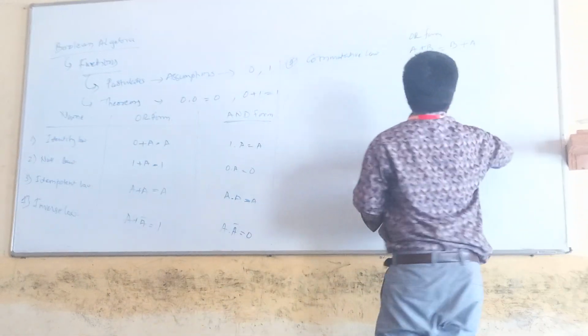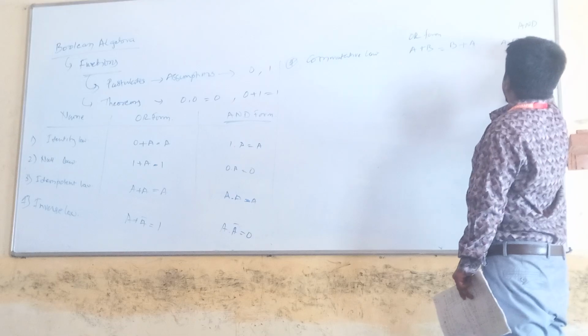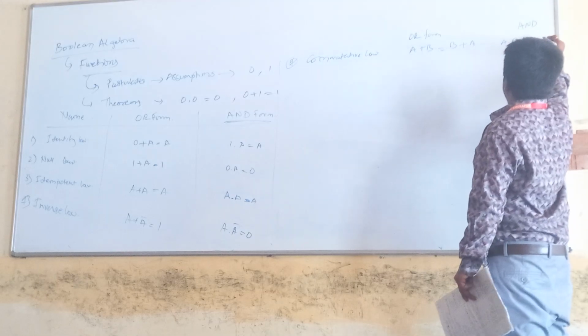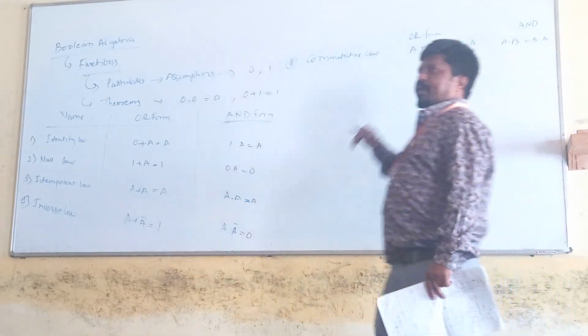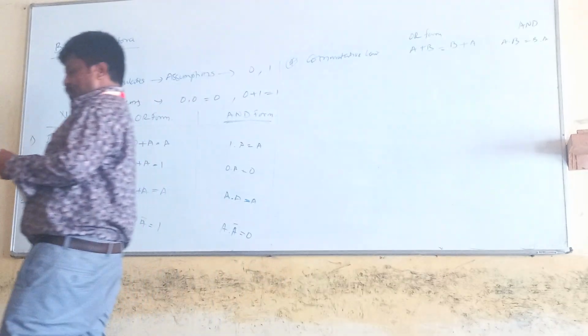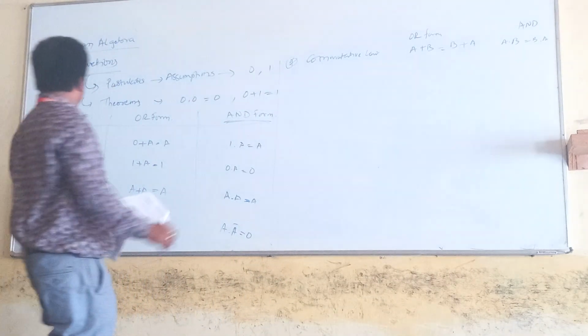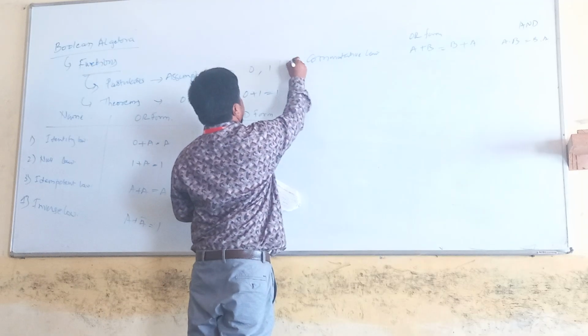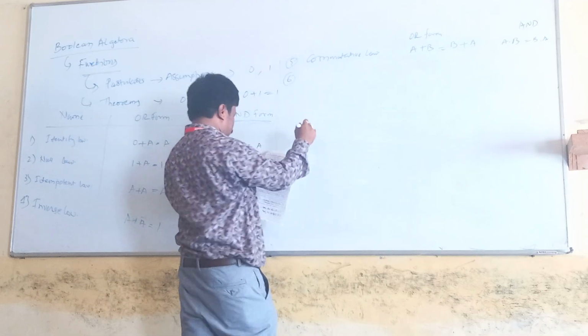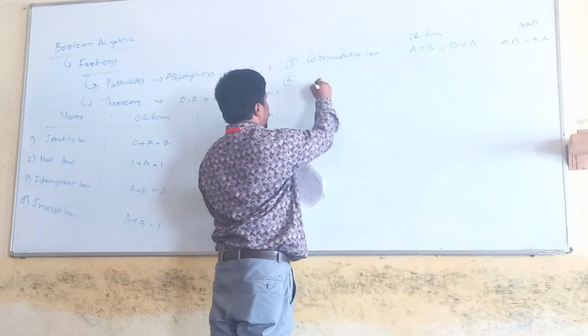You can also write the dual form, which will be a dot b, with the a as it is, just changing the plus to dot, and b as it is. B dot a. A dot b equals b dot a. Okay, these are the commutative law. Next one is the associative law.